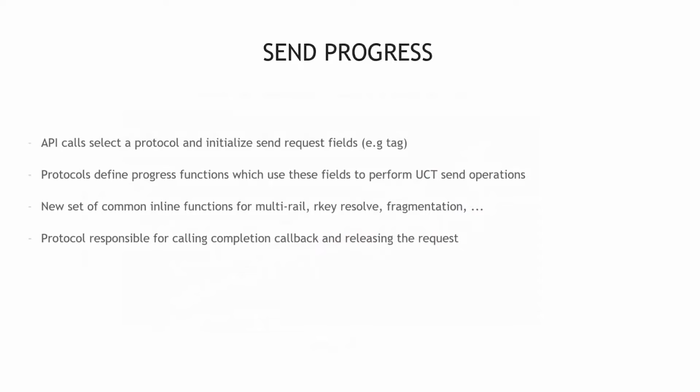It's for the progress function. So the API sets all the fields. It's also possible to reset fields and change them and select another protocol during runtime. And the protocol defines the progress function. And as part of this, we're also adding a new set of common inline functions for multi-rail, resolving remote keys and fragmentation. So for example, we can reuse the multi-rail code between RMA operations and tagged operations, because today it's kind of a mess and it only supports active messages. And the protocol will call the completion.